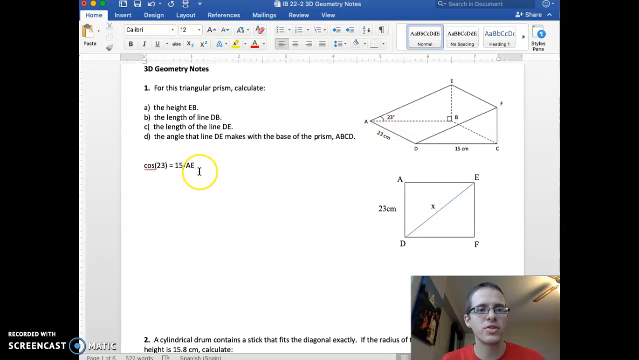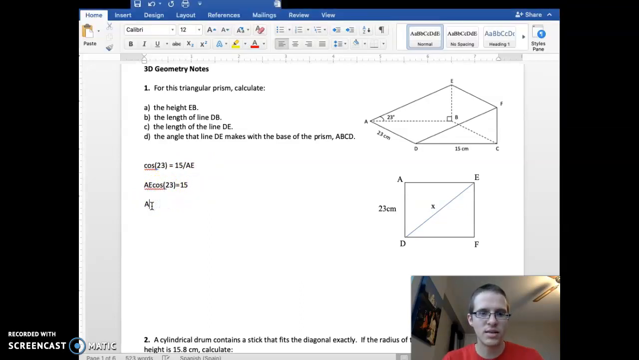Now, if you want to solve for AE, you cannot multiply both sides by 15, because 15 is not in the denominator. So if you multiply both sides by our unknown, which is AE or X, you would end up with AE times the cosine of 23 equals 15, because that denominator of AE is going to cancel out when you multiply both sides by it. And then we have to divide both sides by cosine of 23 so that AE is by itself. So we get AE equals 15 divided by cosine of 23.